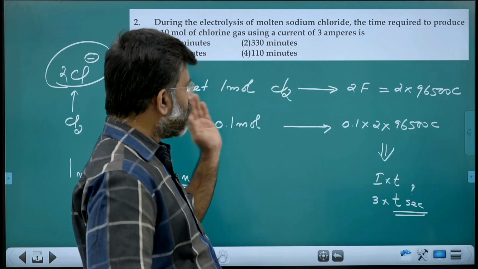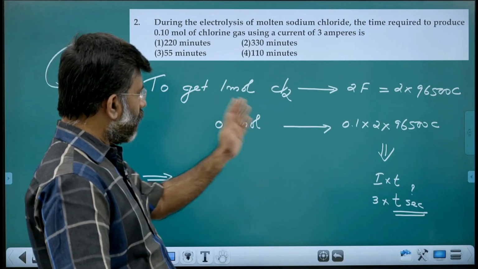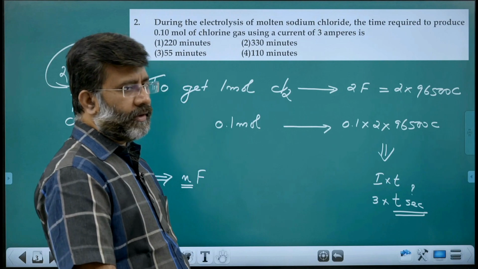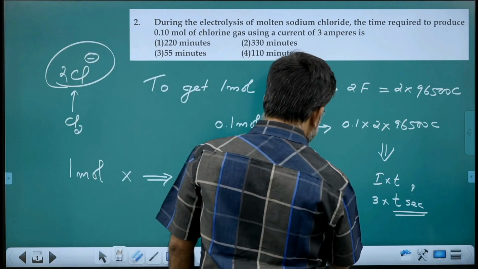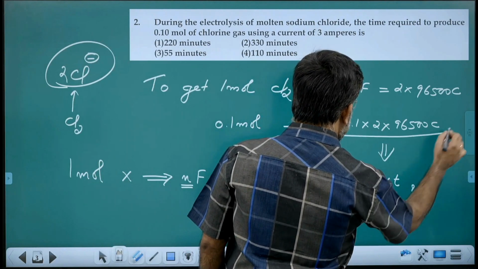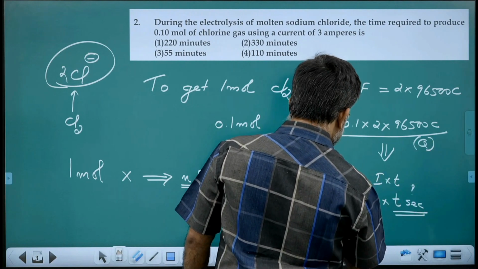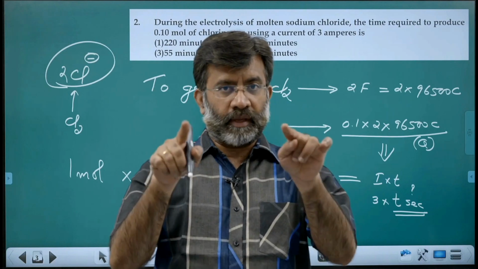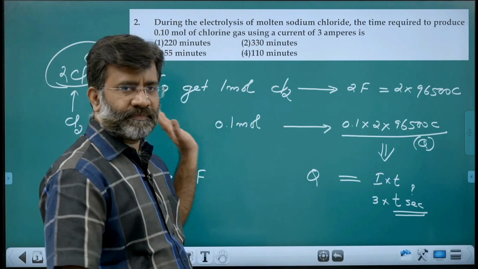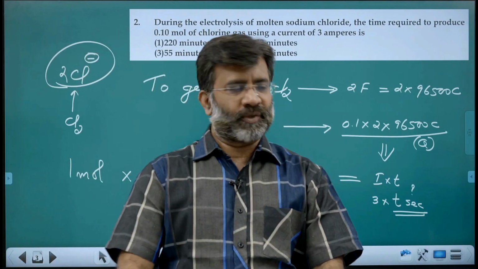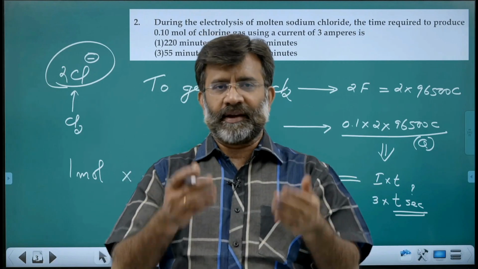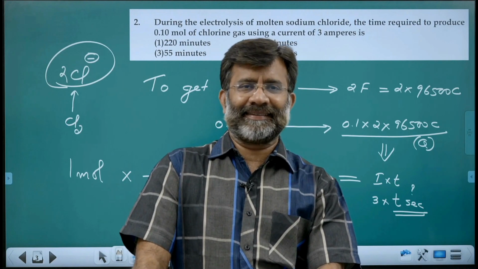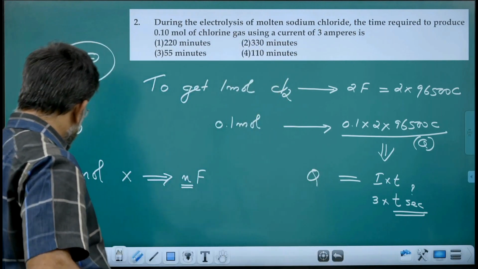So 1 mole, 2 Faraday; 0.1 mole, 0.1 into 2 Faraday, and that is equated with I into T. You know, Q is the quantity of electricity, Q is equal to I into T. I is given; you calculate time in minutes, not in seconds. So here you will get the time in seconds, divided by 60, you will get the time in minutes. Clear? Right. So what will be the answer?